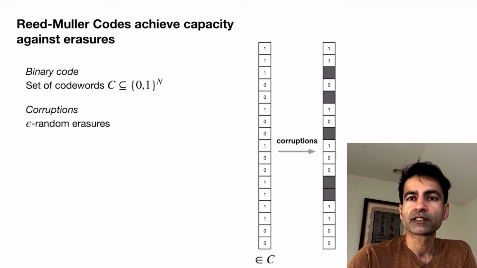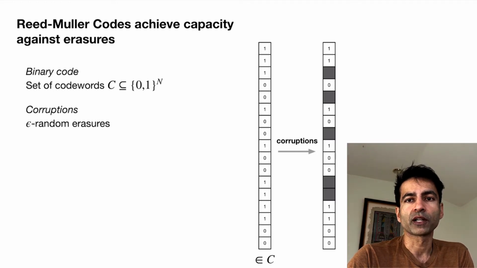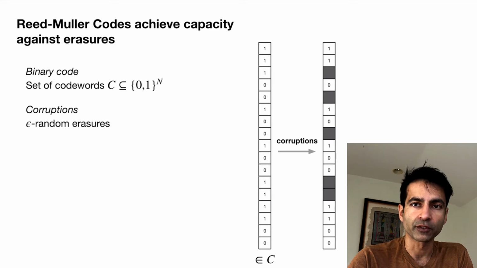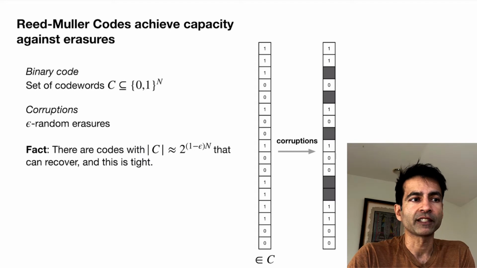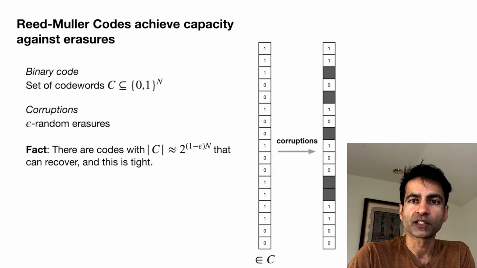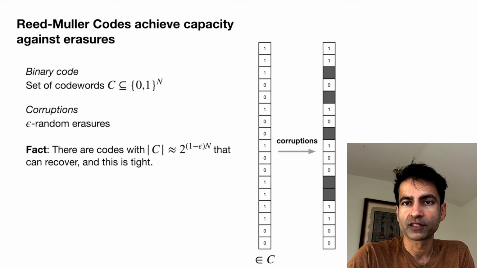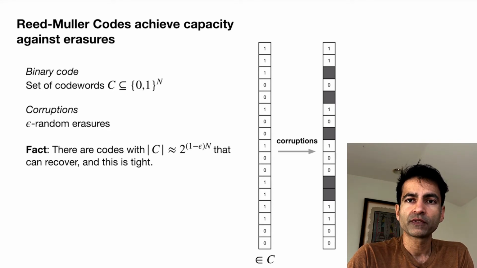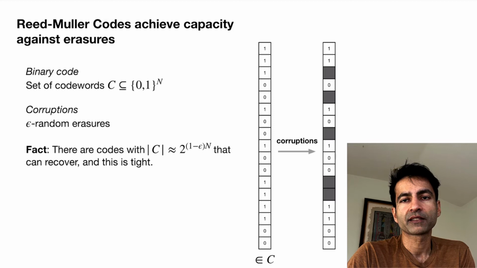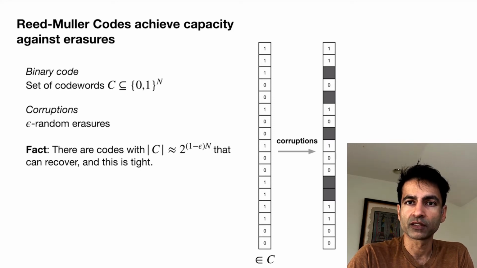So the model of errors that we'll be working with is the model where every coordinate of the code word is going to be erased with probability epsilon. When Shannon first studied error correcting codes, he proved that there is a set C of size roughly 2 to the (1 minus epsilon) times n that has the feature that it can recover from such errors. And moreover, you can't do any better. There's no larger set of code words. And the way he proved this is he showed that if you pick a random set of binary strings of this size, then it will recover from errors.